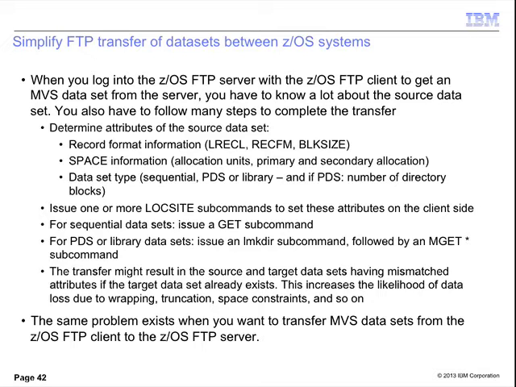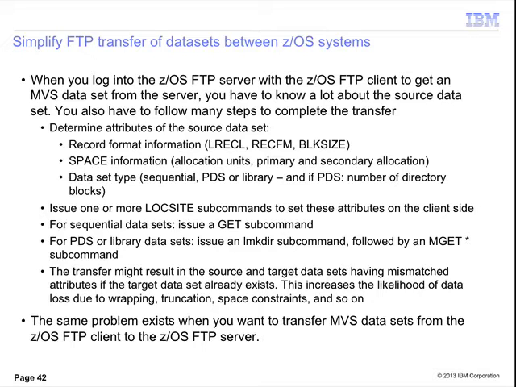And so if you want to transfer, let's say you want to do a get, you want to get this MVS data set and pull it down from the server to our z/OS client on another host. Well, you need to make sure you understand what the attributes of that file need to be. You may need to issue some locsite commands to appropriately set those attributes. Then you've got to actually do the get of the file itself, or if it's a PDS, you might need to do an mget.